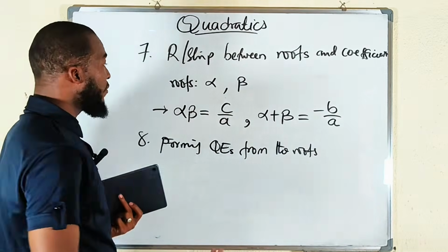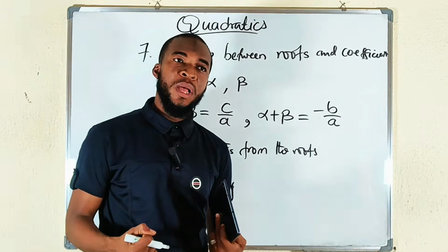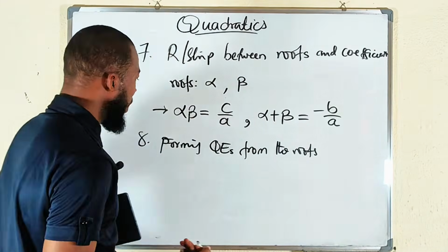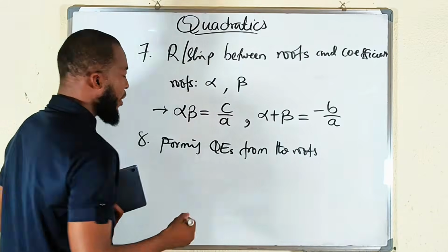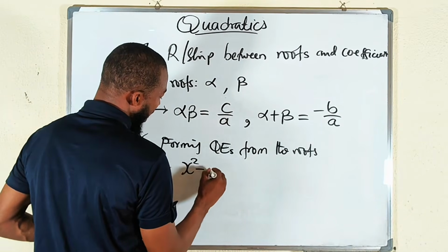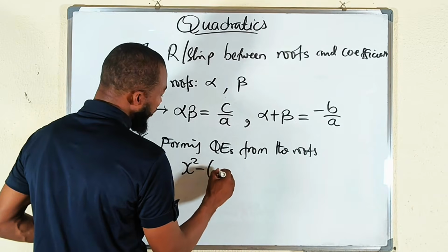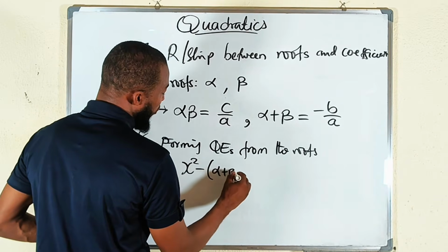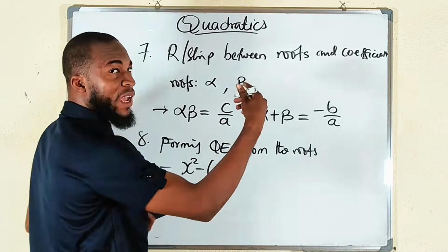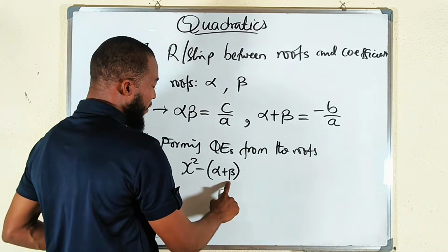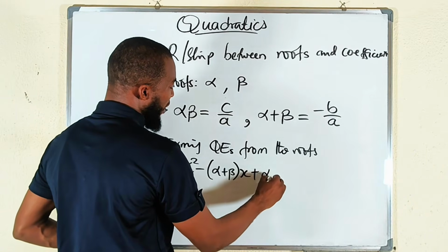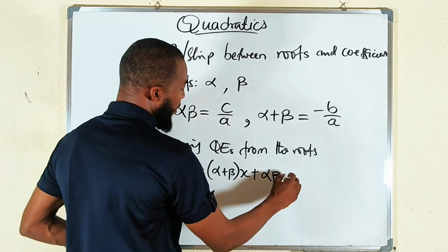Maybe you are given the roots of a quadratic equation and you are asked to find the quadratic equation. You have alternatives. You can use the formula which says x squared minus (alpha plus beta) times x, that is, the sum of the roots, because alpha and beta are the roots, then plus the product alpha times beta.